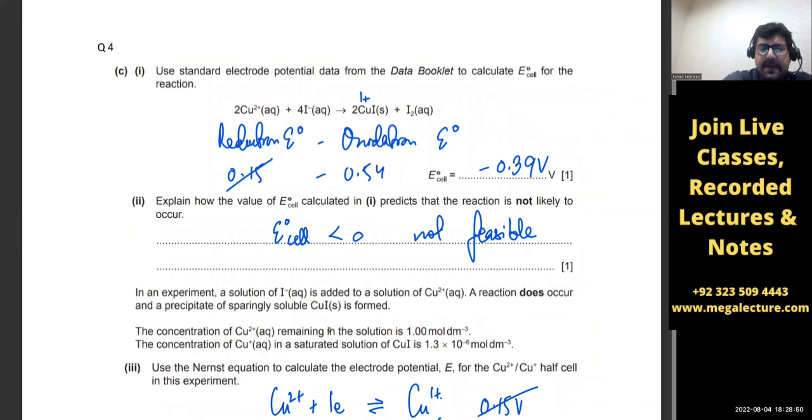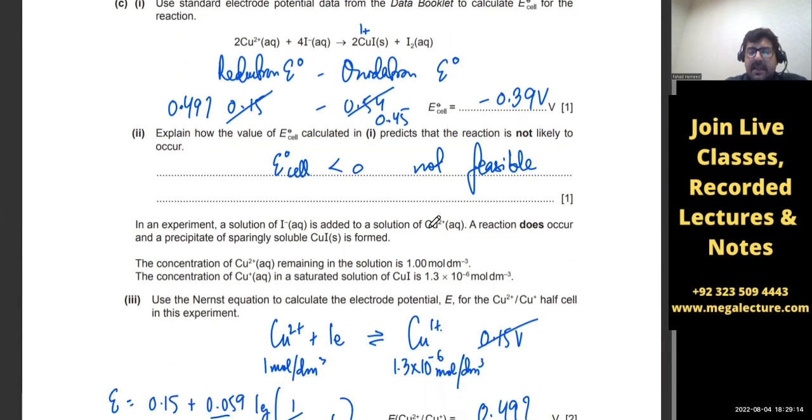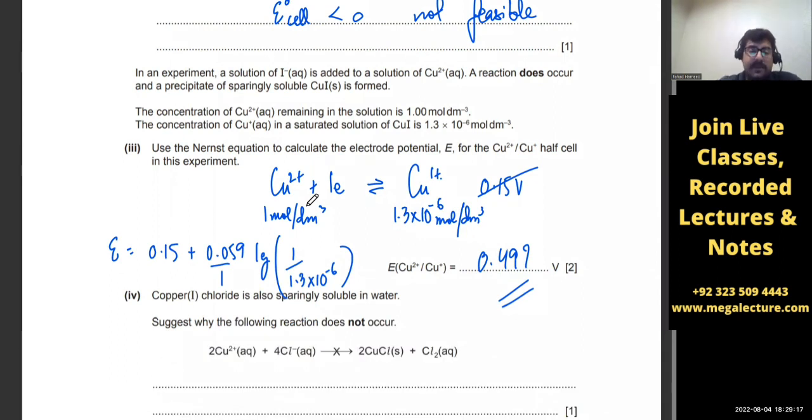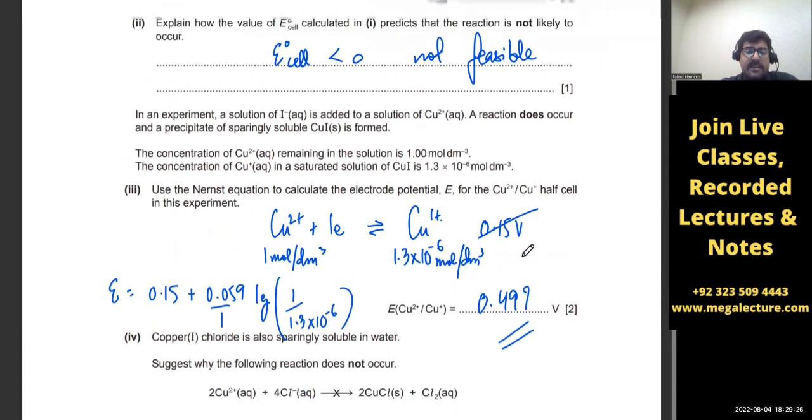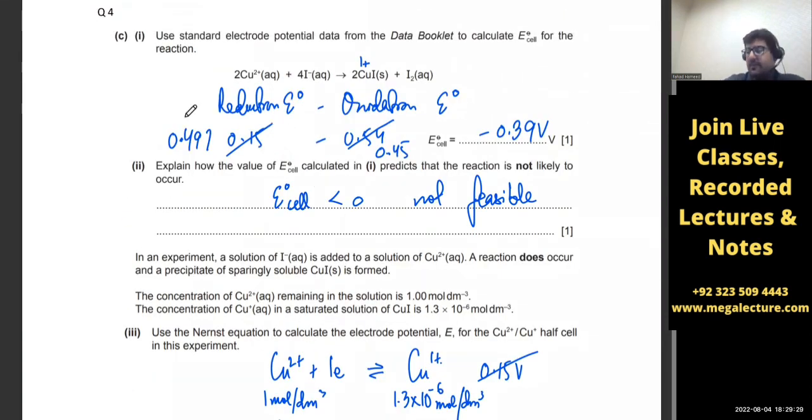Instead of 0.15, although they didn't ask for it, let me explain why the reaction becomes feasible. 0.497. And maybe the iodine electrode potential slightly decreases. Let's say instead of 0.54, it becomes 0.45. So tell me, what will E naught cell be? It's going to be a positive value, right? So the reason this reaction is happening in the real world is the conditions he's using. Under these conditions, the copper 2 plus copper plus electrode has a much higher potential. Instead of 0.15, it's actually 0.497. Okay? Is this example clear? The Nernst equation one, is that clear?